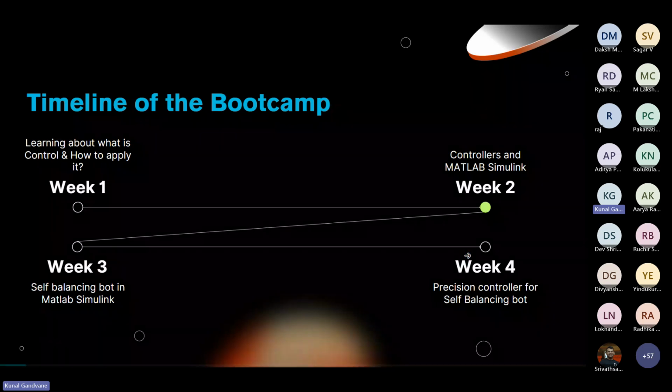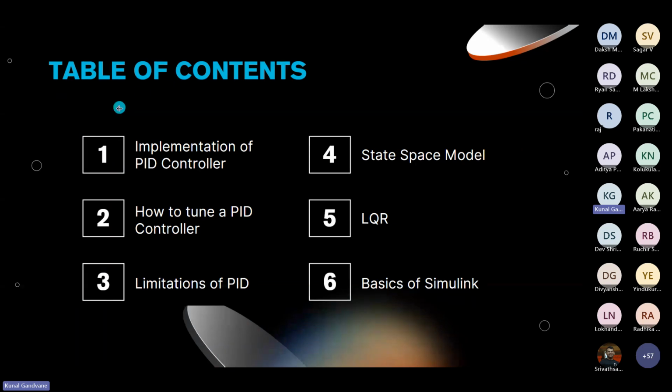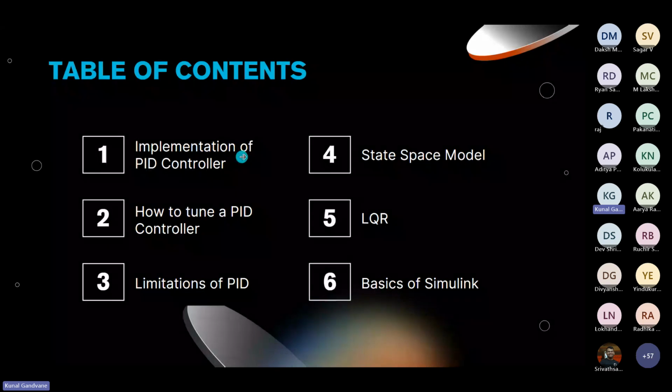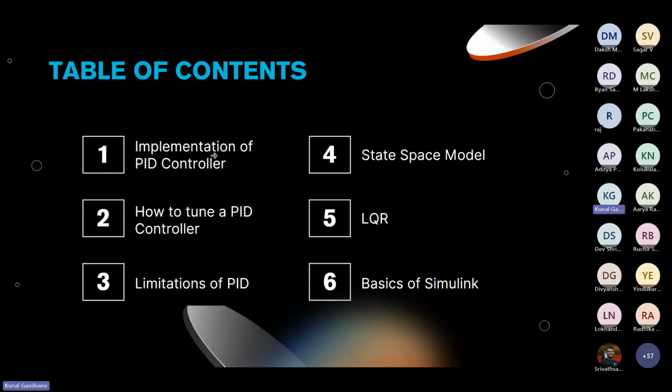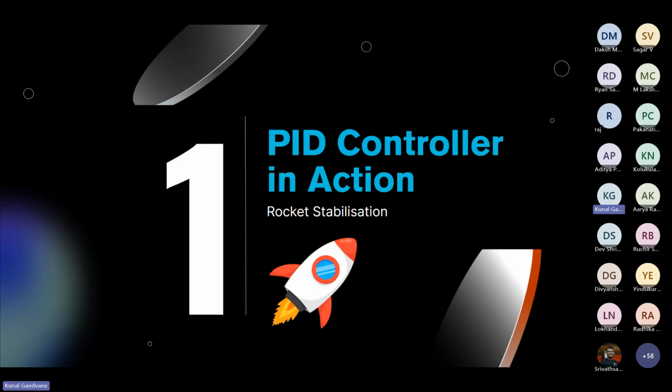Okay, so this is our table of contents for today's class. First, we will learn some more about the PID controller, then see the implementation of a PID controller, how it is implemented in real life. Then I will tell you how we tune a PID controller. As you know, every technology has its own limitations, so PID also has, and I will tell you about that. Then we will move to an advanced controller, LQR, and then I will teach you the basics of Simulink. Okay, sounds good. So let's talk about the PID controller first.